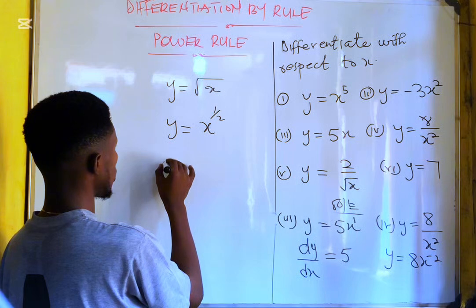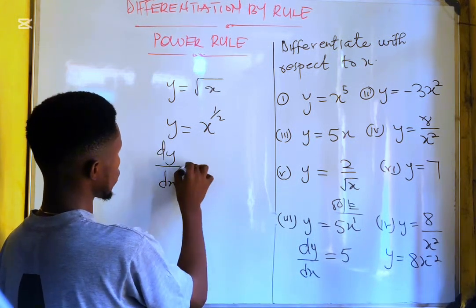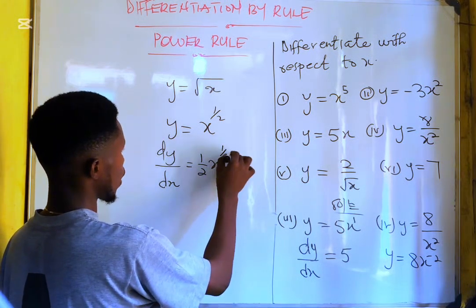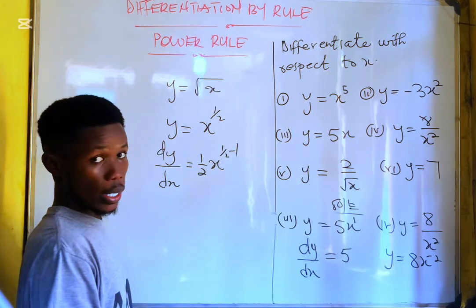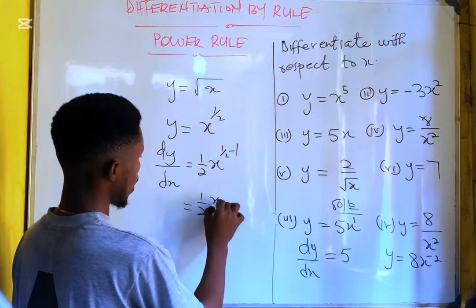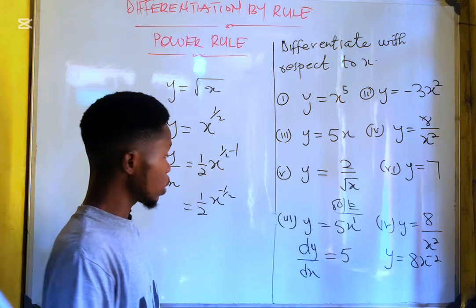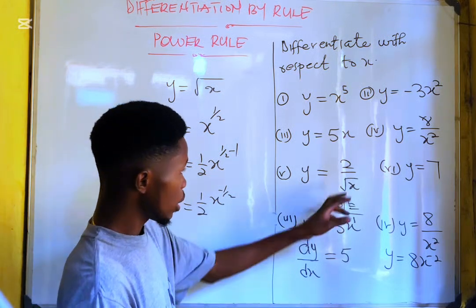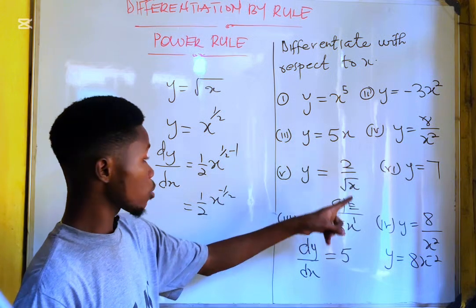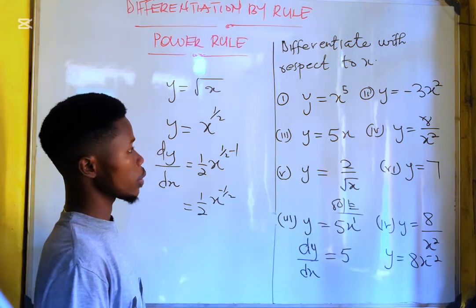So when I want to differentiate this, I'm going to have dy/dx equals the half multiplying the x to the power half minus 1. Half minus 1 is negative half. So we have half x to the power negative half. Is that okay? So this is how we differentiate. So this one, where you can change this one to x to the power half, you bring it to become x to the power negative half, then you start the differentiation process.